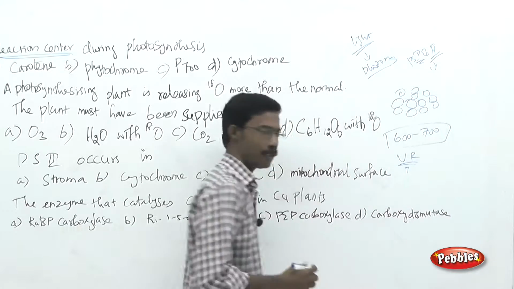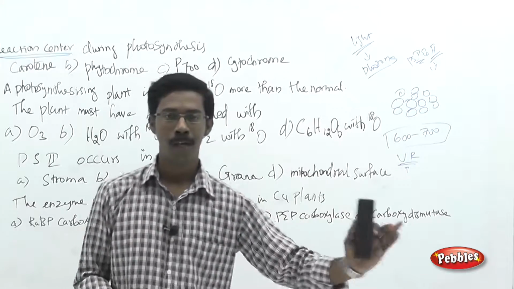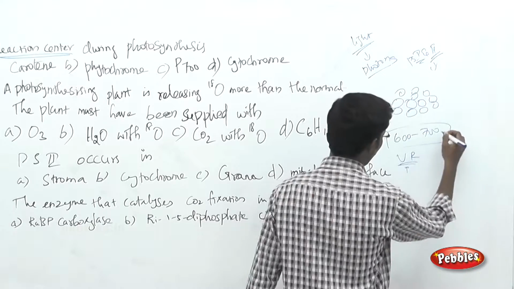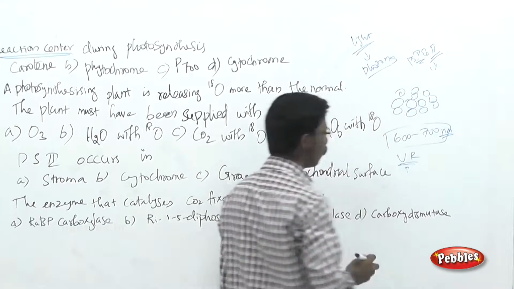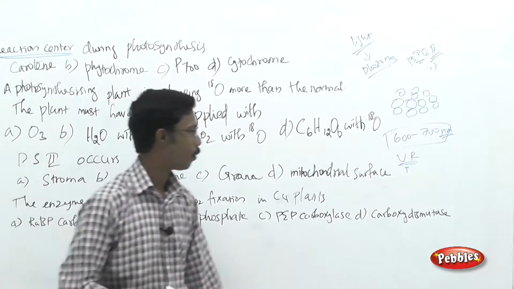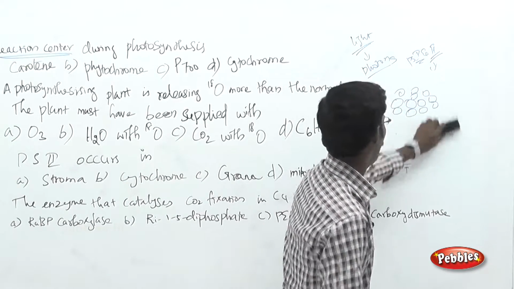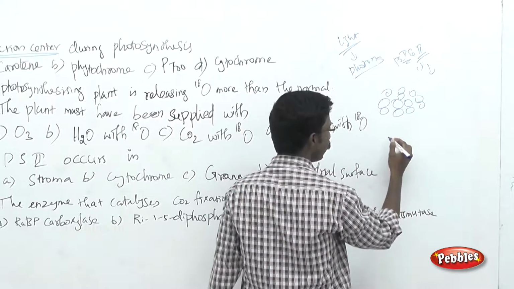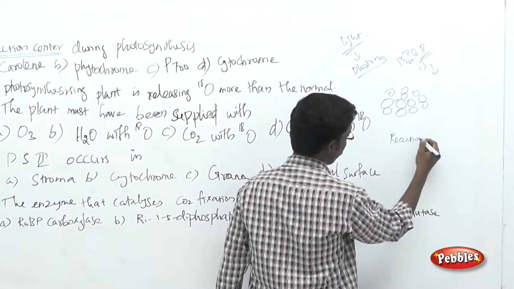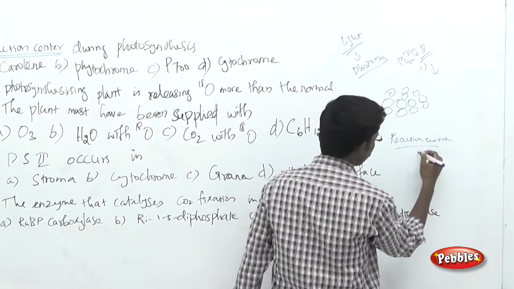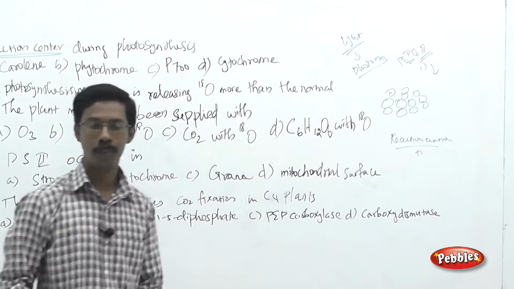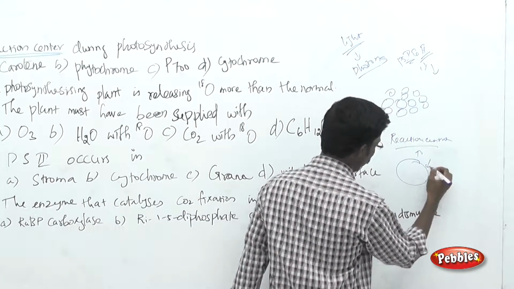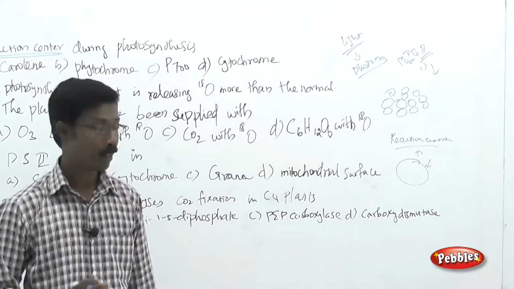In the visible range, normally they are going to absorb red and blue light regions. Okay, and this is what you have to remember. The 600 to 700 nanometer range they are going to absorb, and for each system, for PS1 and PS2, they have their specific reaction center. So reaction center means they have some specific or major pigment involved in the absorption of light energy.